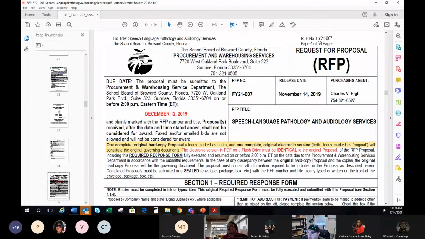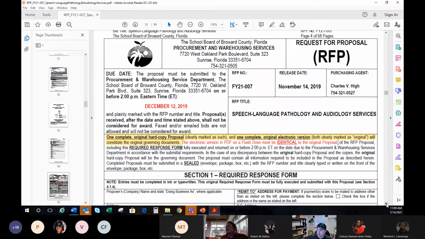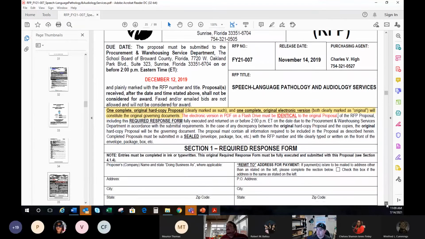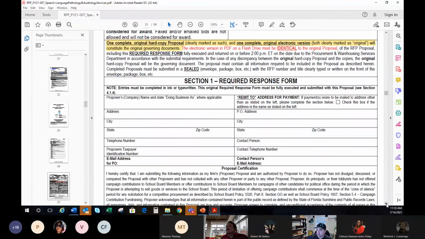So again, this form must be fully executed, and fully executed, if you can move the screen down a little bit. Keep going. Okay, stop.